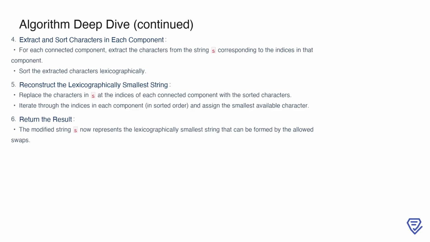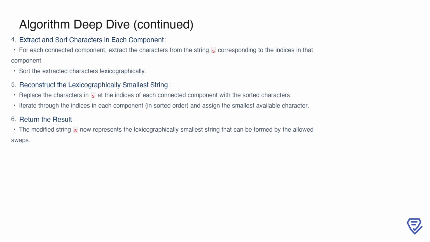After sorting, we reconstruct the string by placing the sorted characters back into their respective indices. This involves iterating through the indices of each component in sorted order and assigning the smallest available character from the sorted list. By doing this for all connected components, we ensure that the rearranged string is as small as possible in lexicographical order. Finally, the modified string is returned as the result.